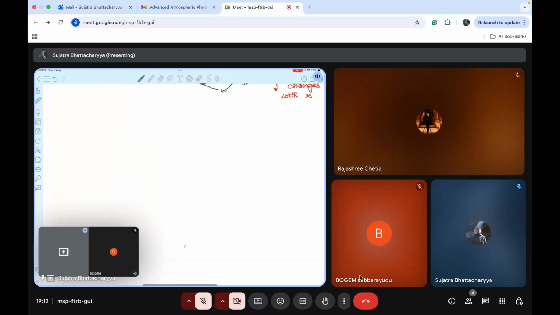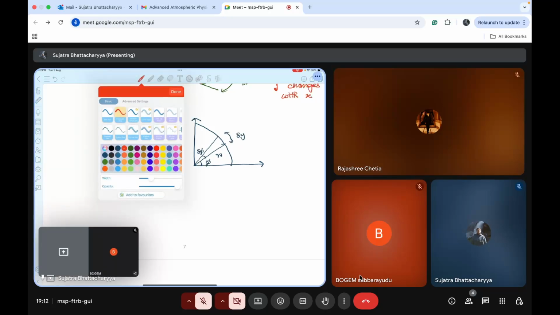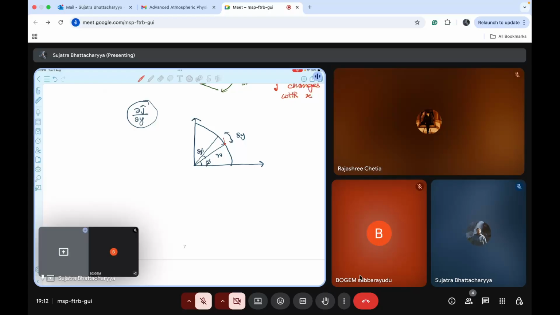Okay, first let us make the easiest one, that is j hat changing with y. This is the first thing we will try to visualize, and it is easy to visualize. Whatever I have drawn earlier, I'm making a quadrant, and this is your radius r, this is your phi, this is some delta phi, this is some delta y, and your unit vectors: here it is j hat, here it is some j hat plus delta j.